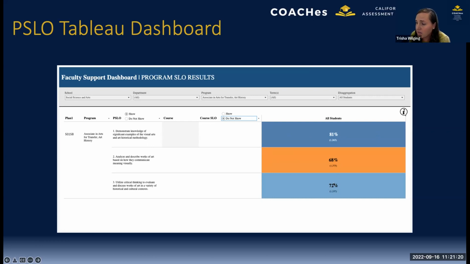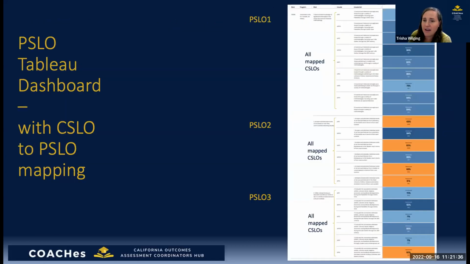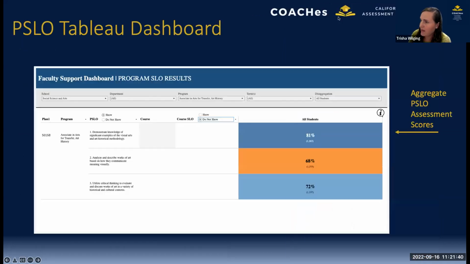They are meeting the expected level for PSLO 3, but they're falling just short with PSLO 2. We also have the way to show. Let me go back here really quickly.